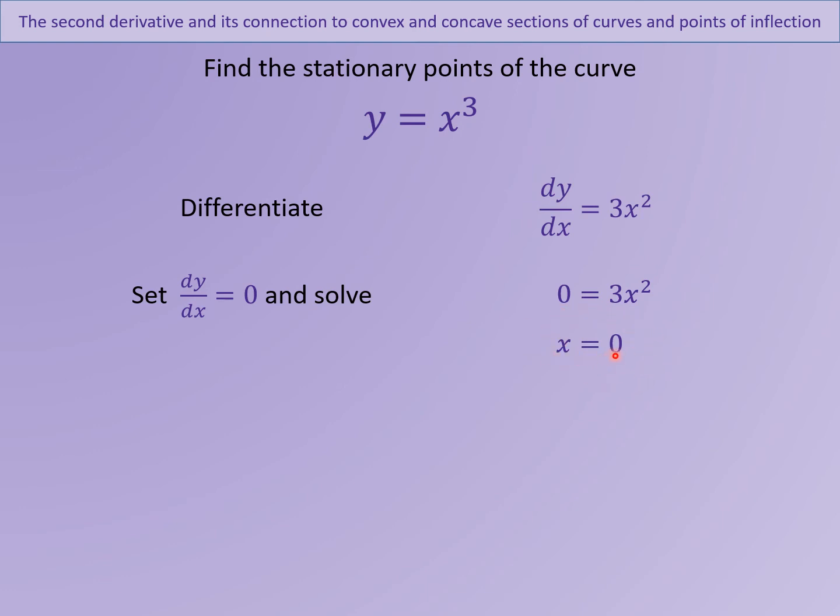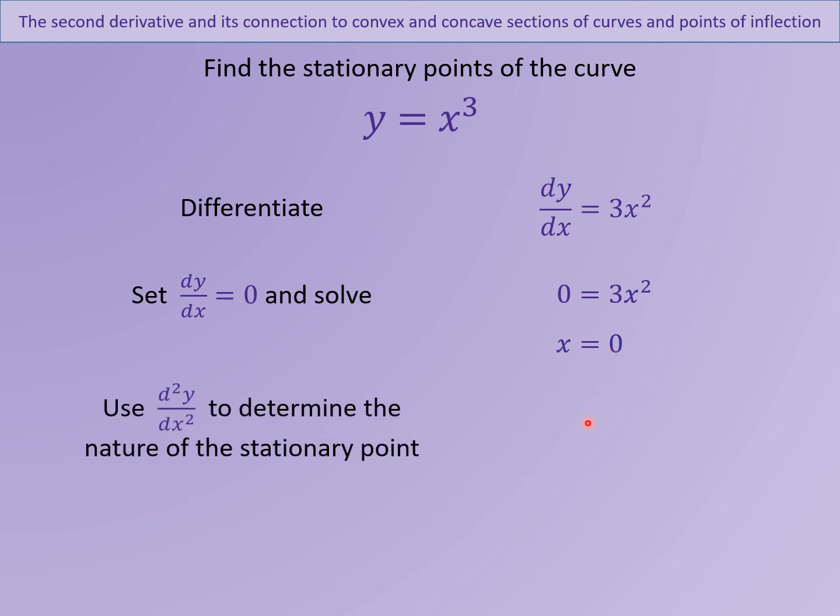So if I'm looking for what's the nature of the stationary point, then what I'm going to do is use the second derivative. I've used this before to help me find the nature of the stationary point. I'm looking for whether it's positive or negative, to help me determine whether it's a maximum point or a minimum point. The problem is when I look at the second derivative in this case, I get 6x, and when I put 0 into it, what I end up with is that the second derivative equals 0.